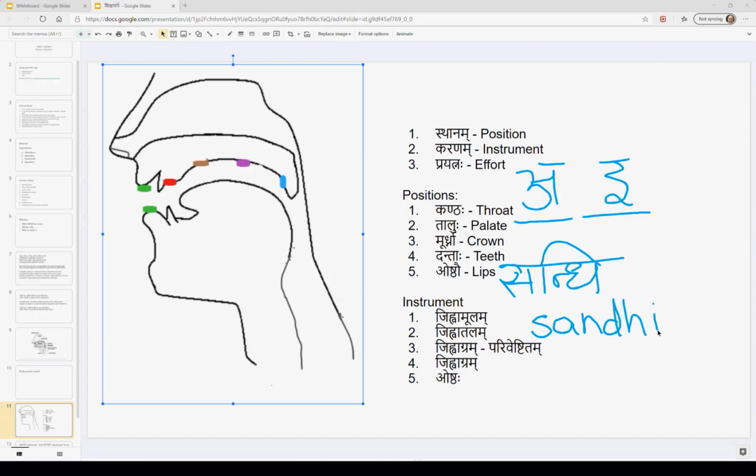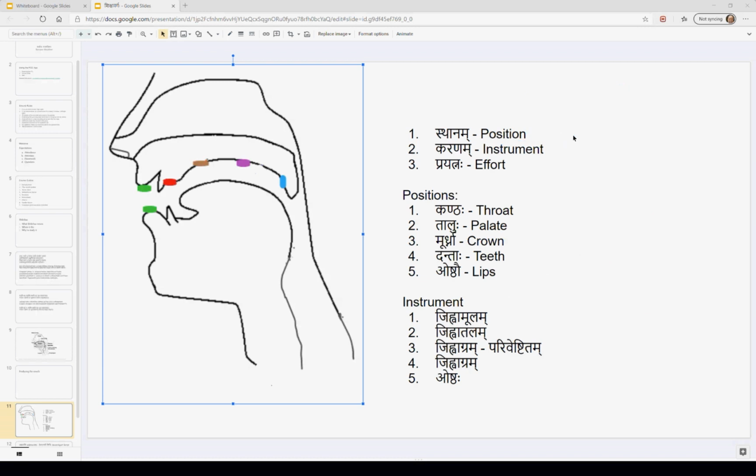Sandhi means combination. Sandhi is a combination of two sounds. So this is a combination of two sounds, A and E. So it is a type of sandhi only. It is called sandhakshara, or a letter made up of sandhi.